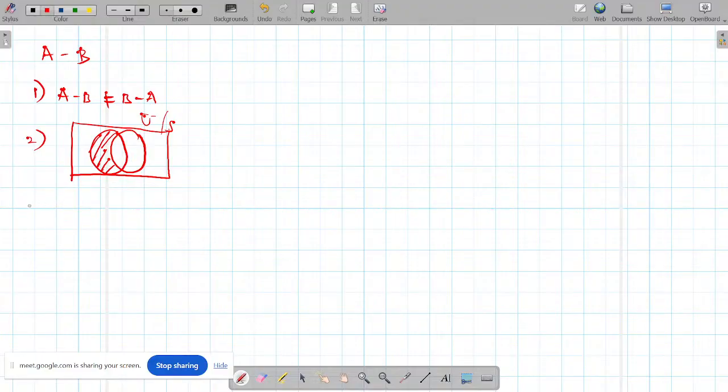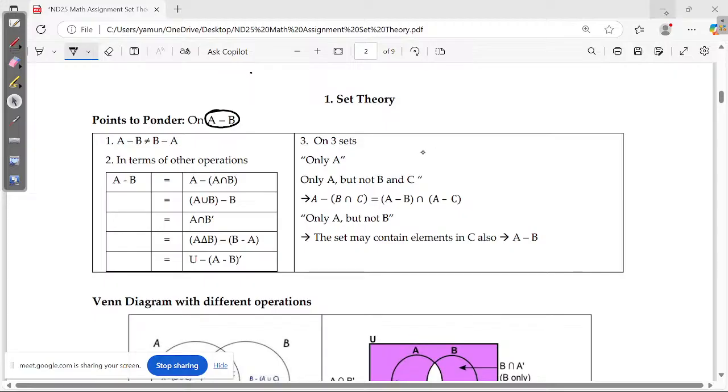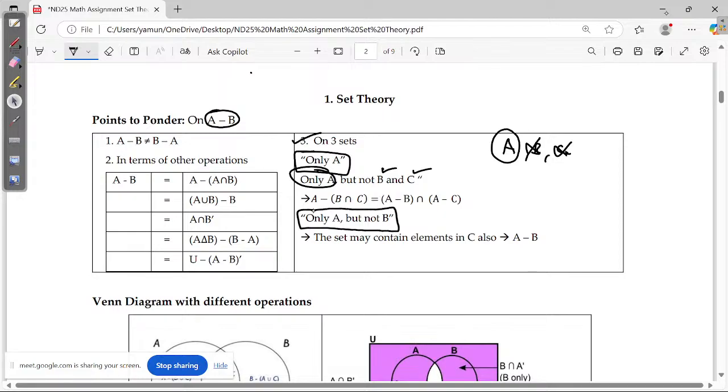Okay, we have discussed this in detail. How do we read this one? A minus B is read as only A. As of now, I have not discussed in detail because if I talk about A minus B on three sets, only A means only A but not B and C, because I have three sets A, B, and C. So if I talk about only A, I don't want B and I don't want C. So I should not have elements of B and I should not have elements of C. But when I say only A but not B, what happens here? Only A but not B. In this case, I may have C.